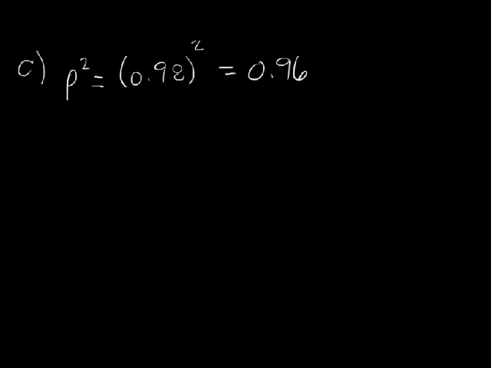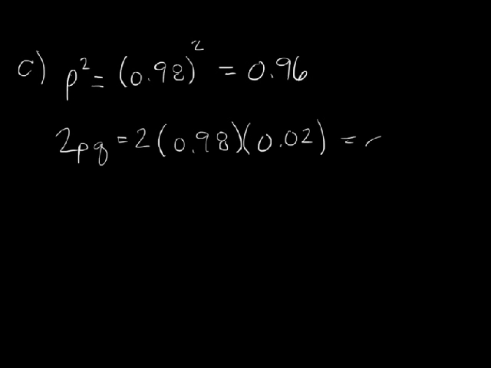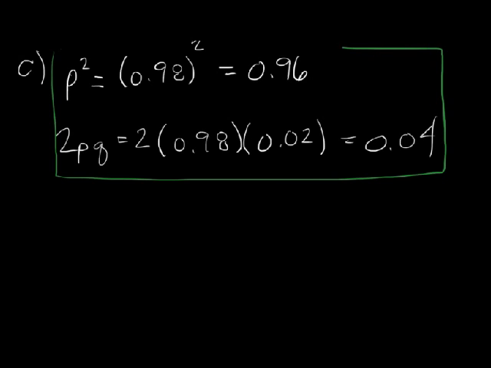0.96. Okay. And then the other part is we need to figure out what the big C little c is. And remember, that is the heterozygous. So 2 times 0.98 times 0.02 is 0.04. Okay. So here are your answers for this particular section on the problems.